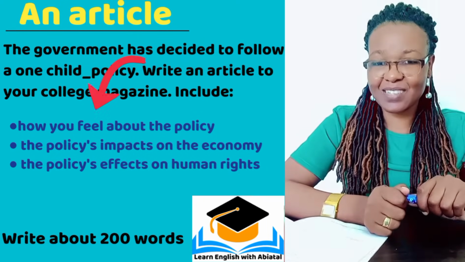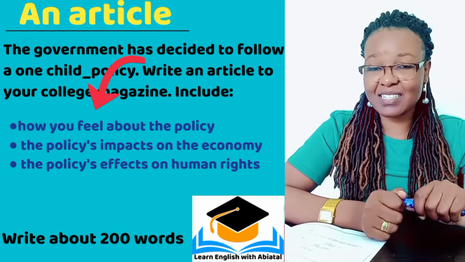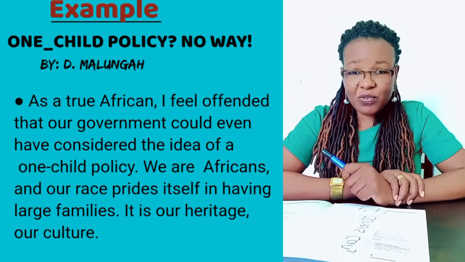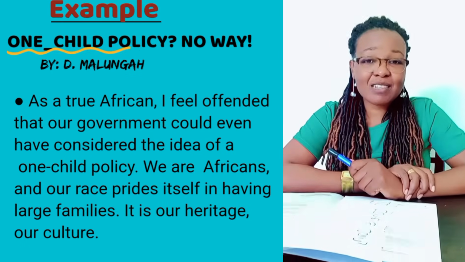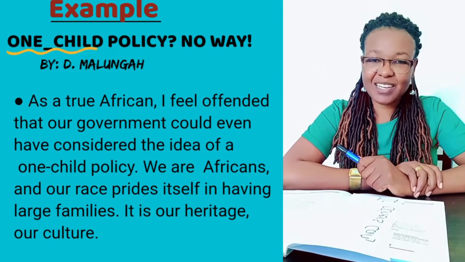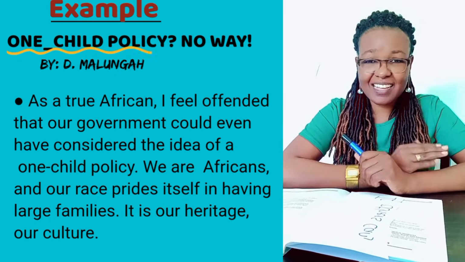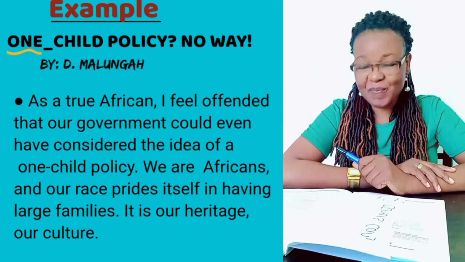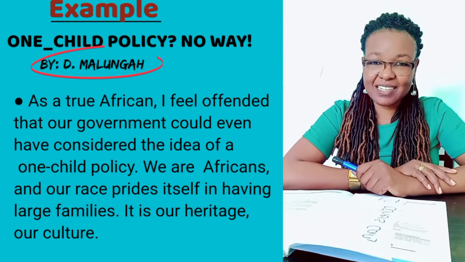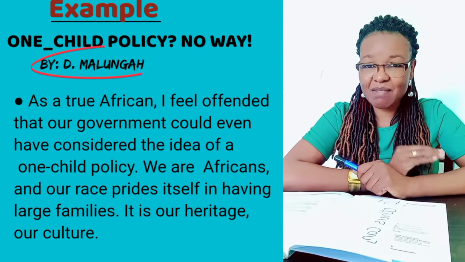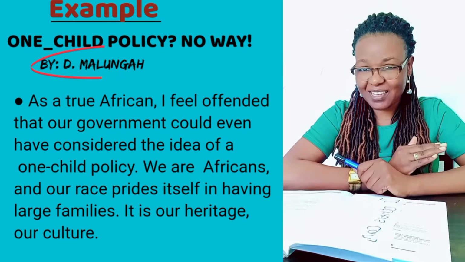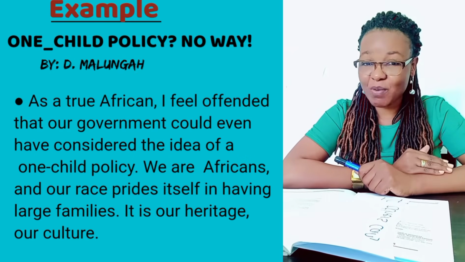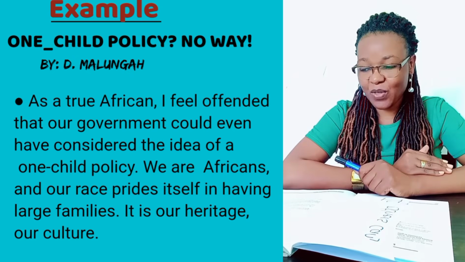You are so lucky because you are already given what to write about. The topic for this article is one child policy? No. Can you look at the topic? As a reader, I can already tell that this individual is not happy with the policy. Then by D. Malunga. That is what? A byline following a topic. So far we are adhering to the rules and we are following the format of an article so well. We are going to our introduction.